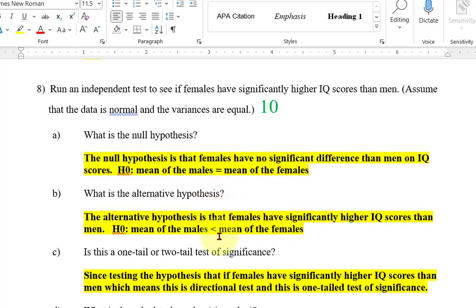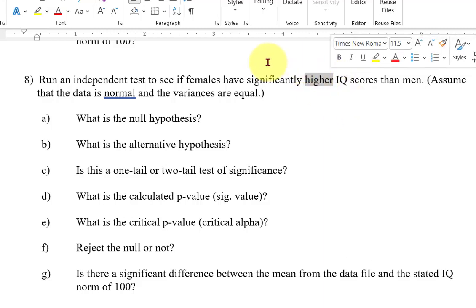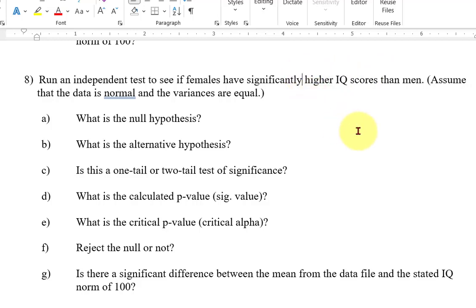All right, coming up. Next problem, run an independent t-test. Independent means they're two separate groups. So our groups are male and female. So the question is to see if females have significantly higher. You see the word higher? So we're picking a side. We're assuming that females have higher IQ scores than men. That makes it a directional. You're picking a side, which means we're going to run a one-tailed test of significance.